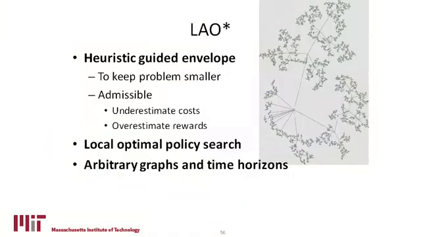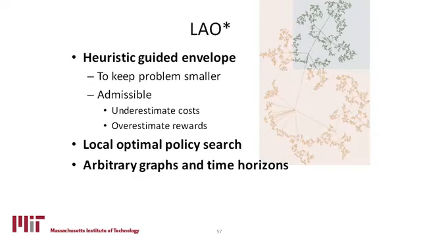So we're going to use the LAO star algorithm. We're going to talk about the three main things that it's good for. It has a heuristic guided envelope, and what that means is that we have our large state space here, but we're only going to look at a portion of it, this grayed out portion. We're only going to look at the portion that is interesting to us, the portion that provides us with the biggest rewards, the portion that's reachable if we follow an optimal policy. We figure this out with some admissible heuristic, with overestimated rewards, just like A star.